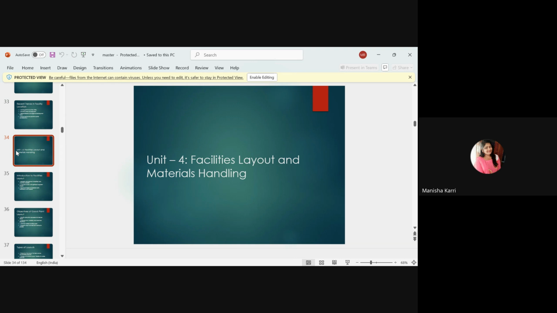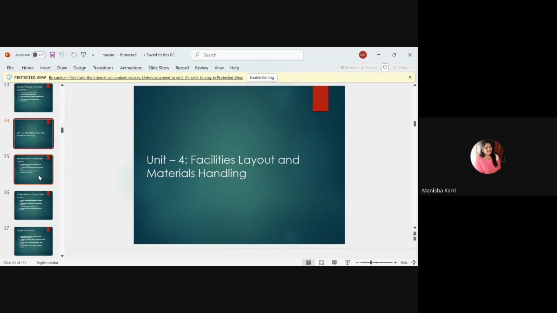And coming to material handling, it involves the movement, storage, and control of materials within the facility. It focuses on ensuring that materials are transported in a way that is safe, cost effective, and efficient. Both facilities layout and material handling are very crucial to smooth operations and play a very important role in productivity, reducing cost, and safety maintenance in the workplace.